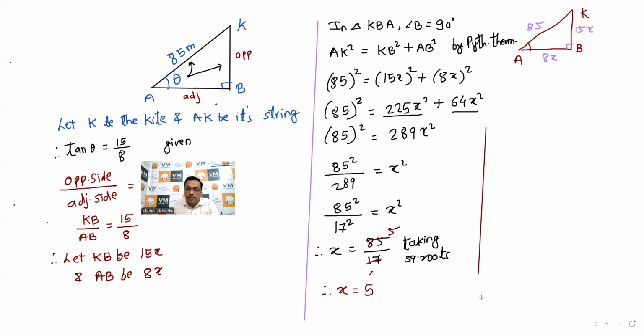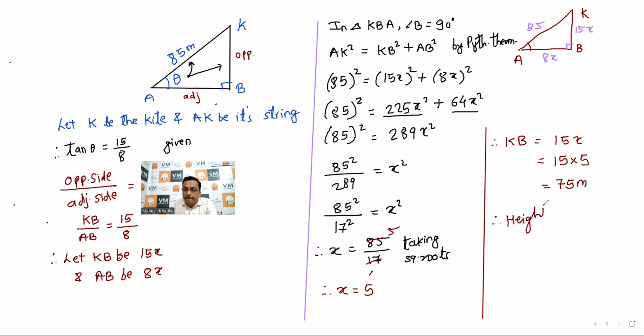Now हमें क्या फाइंड आउट करना है, we have to find, क्वेश्चन क्या था? Find the height of the kite KB, we have to find KB. So KB की वैल्यू है 15x. So that is 15 into value of x is 5, that is 75 meter. So therefore height of the kite above ground level is equal to 75 meter.